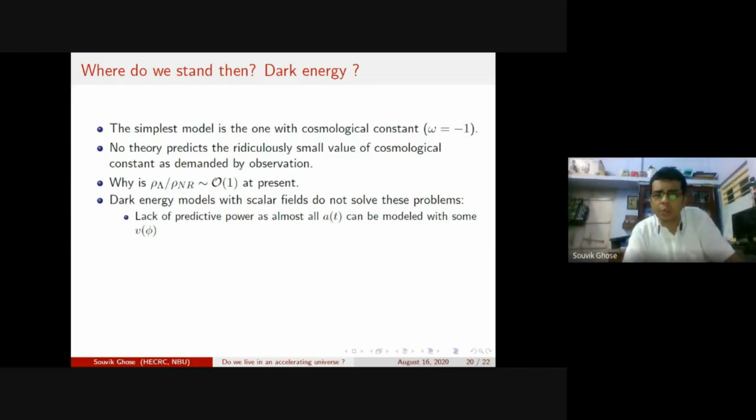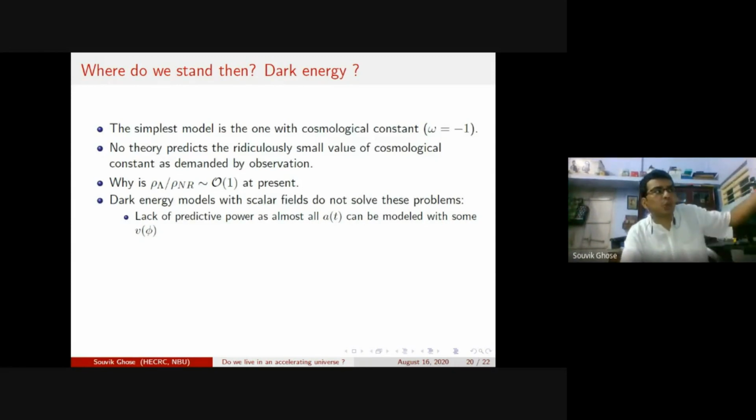Most of these dark energy models are based on scalar fields, but they do not solve this problem. Firstly, they lack the predictive power. With the Friedman equations and the Lagrangian of the scalar field, almost any scale factor can be modeled with some sort of designer scalar field potential.